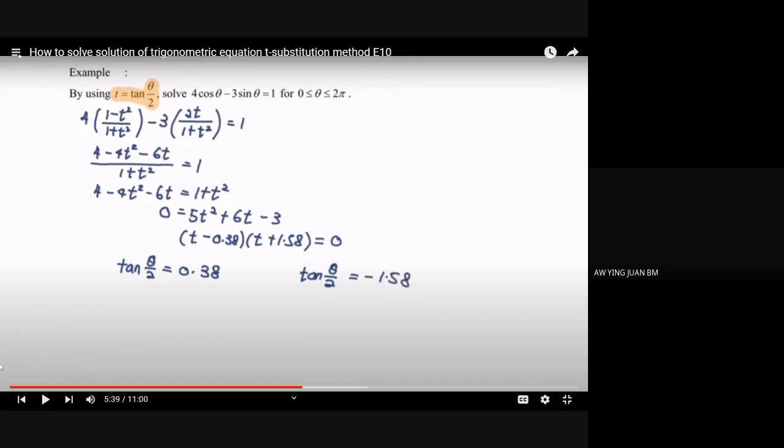Okay, so bila balik ke sini, actually you sudah kembali ke normal. Tangent theta over 2 equals to 0.38 is a normal. Tangent theta over 2 equals to negative 1.58. Itu pun normal. Maksudnya kembali semula cara nak selesai perkara ini dengan normal method. Teruskan.